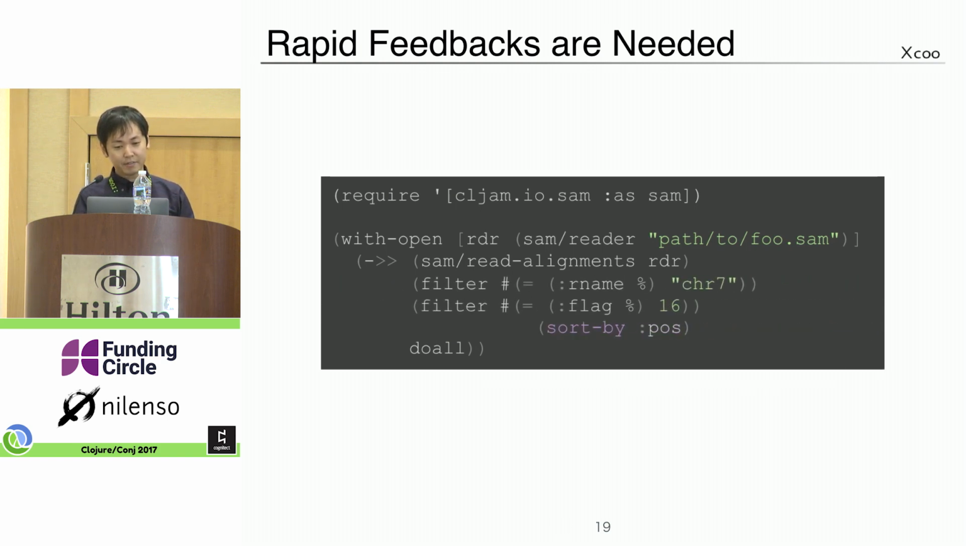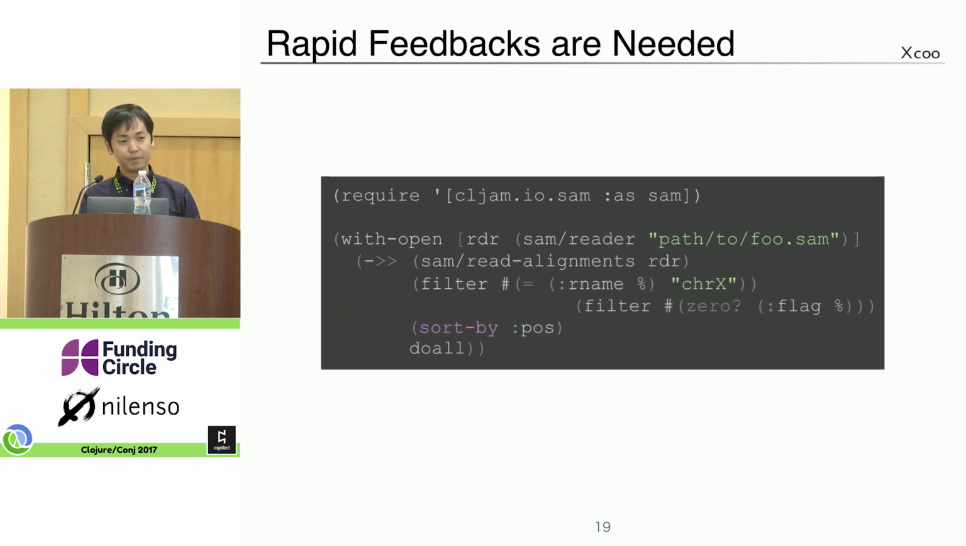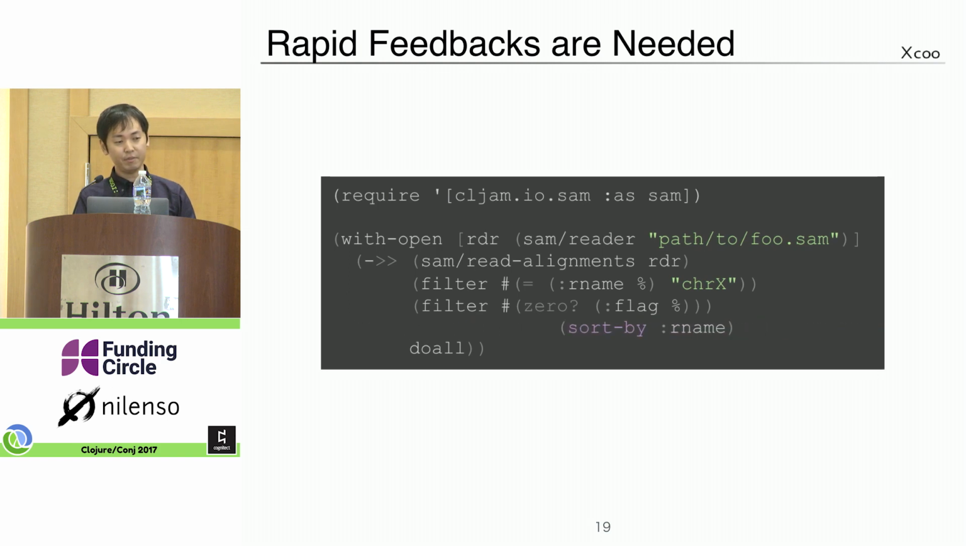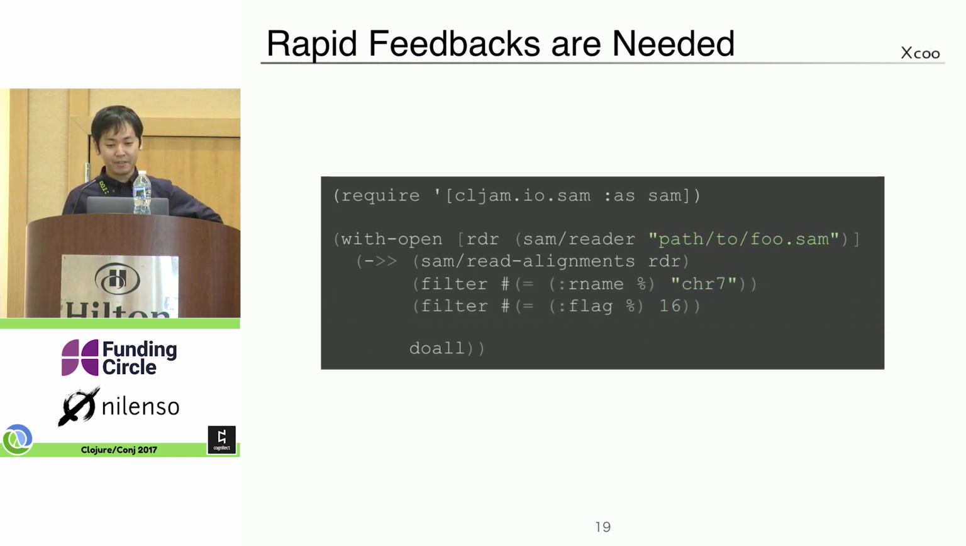Basically, genomic analysis is still somewhat experimental and unstable, so bioinformaticians are trying to find better filtering parameters night and day. The combination of Clojure's sequence functions and the REPL accelerates this process.